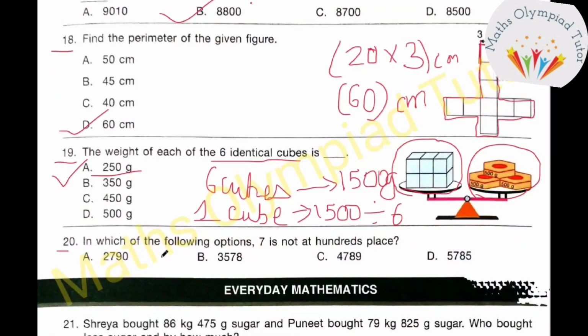Next question is, in which of the following options is 7 not at the 100 place? So we have to pick an option where 7 is not at the 100 place. In this, 7 is at the 100 place, so we cannot select this. Here also 7 is at the 100 place, we cannot select this. In option D, again 7 is at the 100 place, we cannot select. Yes, in option B, 7 is not at the 100 place, it is at the 10th place. So this is going to be our answer.